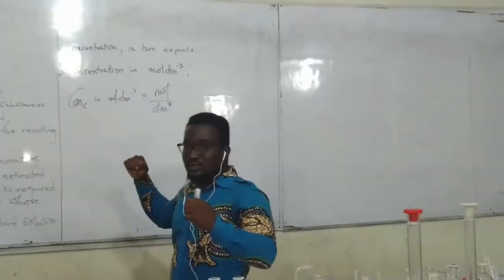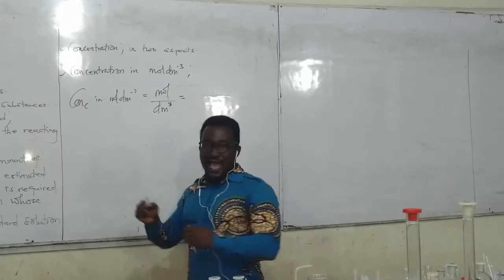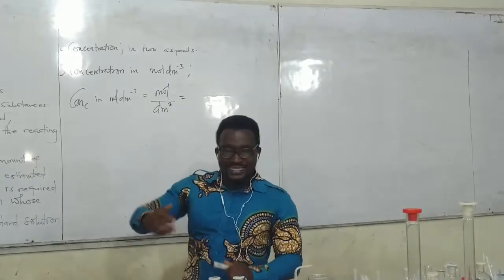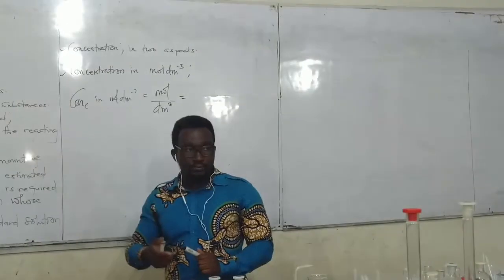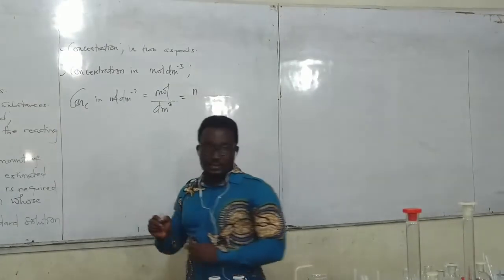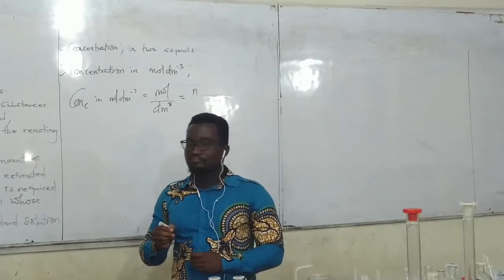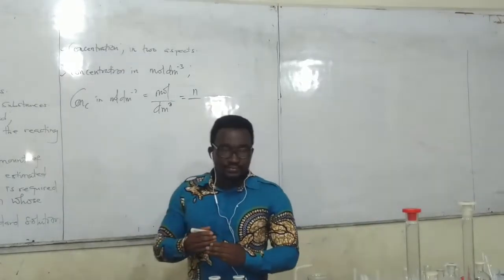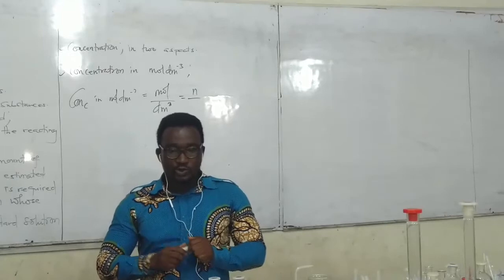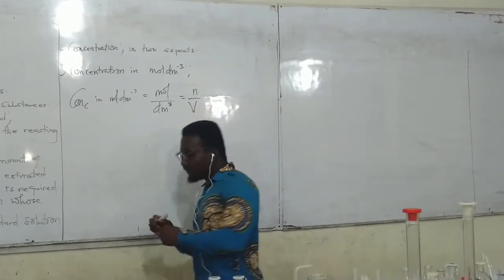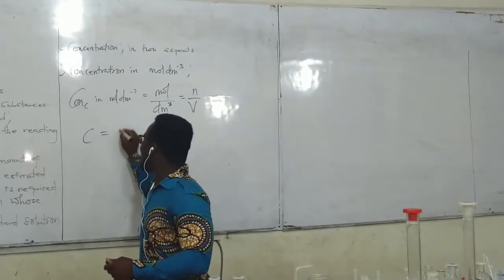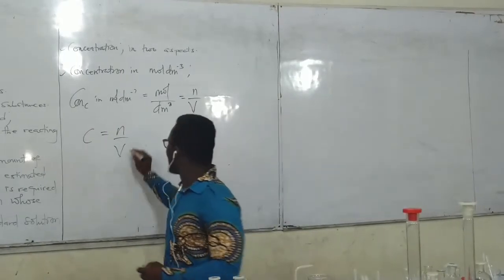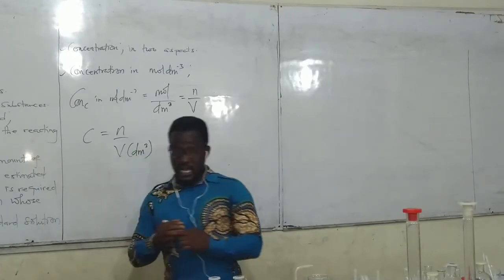This reveals that we have mole, that is the amount of substance, which is mostly represented with a particular symbol, n. And then volume, that is what is measured in dm³. So dm³ denotes volume, so we can also put V. This means that we can shorten our formula. So we can say n over V in dm³.